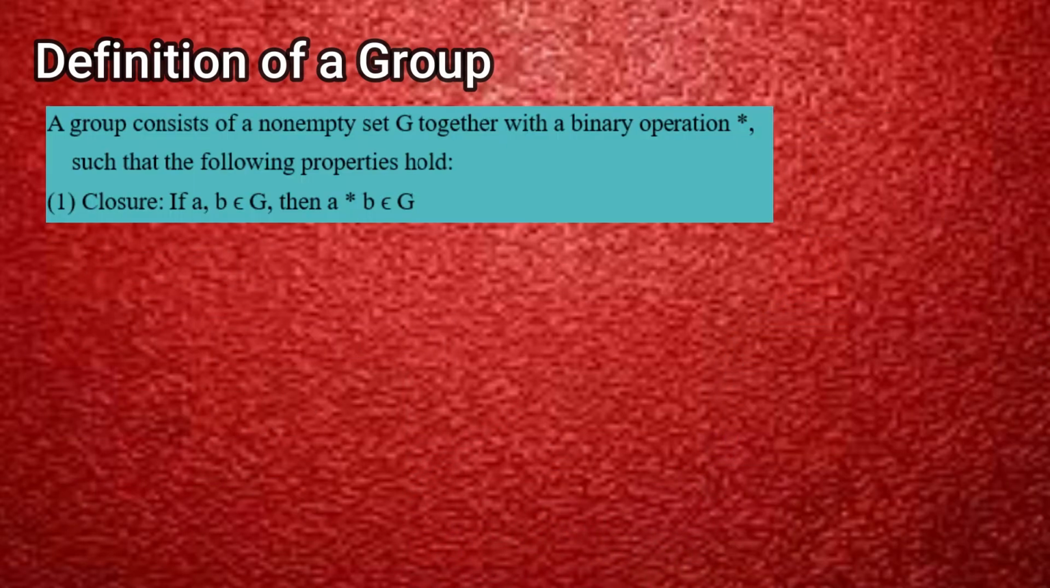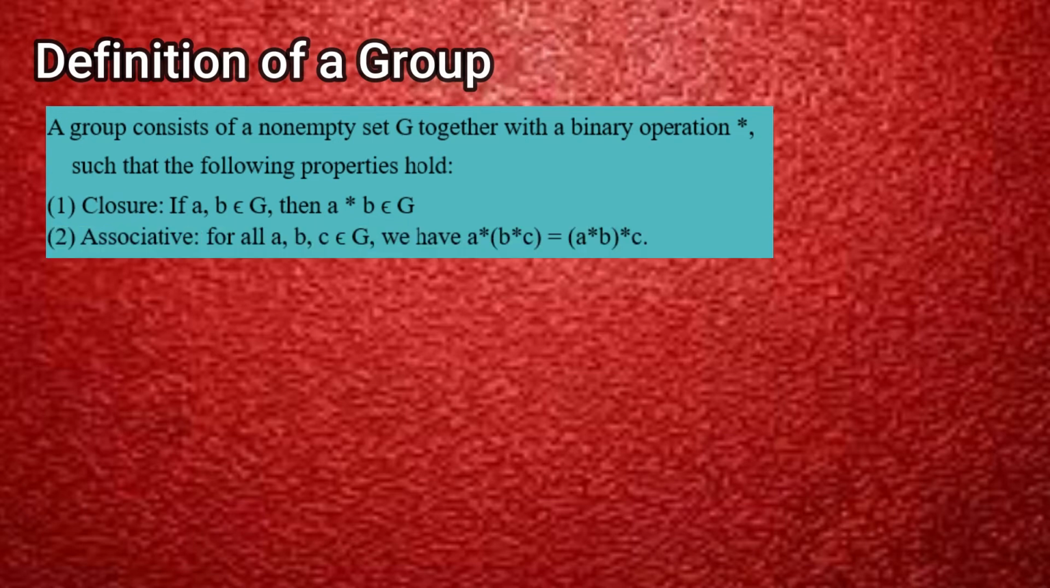Now, what is closure? Closure says that if you take any two elements in the set G and apply the binary operation, then A star B should also be in the set G. How about associativity? That's the one where you move the parentheses around. Since we're not talking about addition or multiplication, we're just talking about our general binary operation star, we can say that A star the quantity B star C is the same as the quantity A star B, star C.